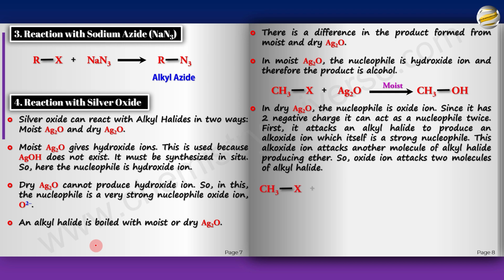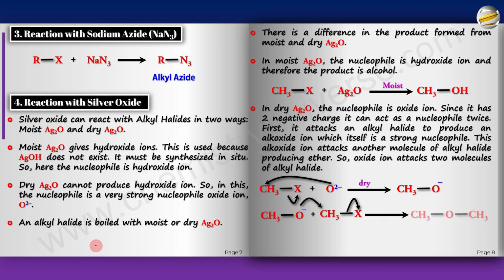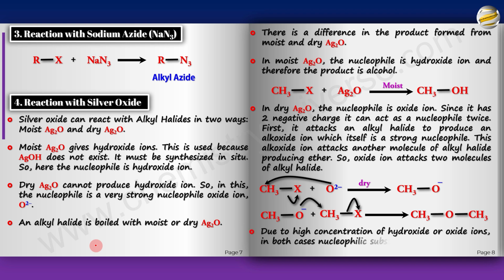So you have a CH3X, you have oxide ion, attacks, X leaves, and you get an alkoxide. Now this alkoxide will react with CH3X and you will get ether. And due to the high concentration of hydroxide or oxide ion, in both cases, nucleophilic substitution is favored over elimination. All right, let's check the other one.